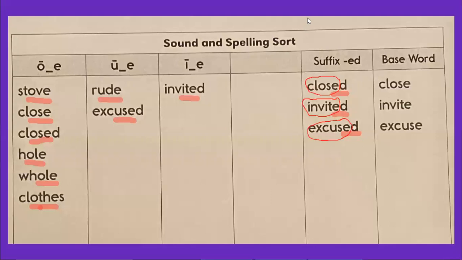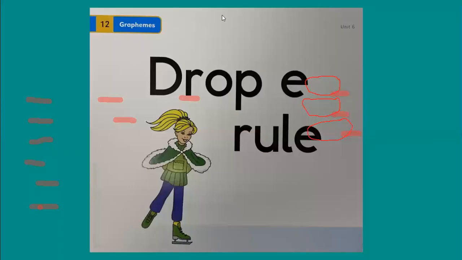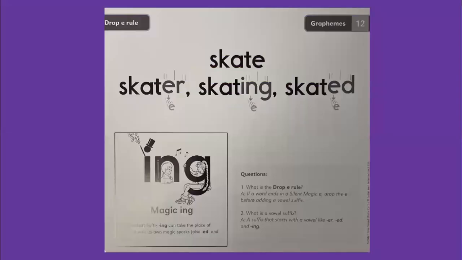We're going to go ahead and move on to our quick coding and teaching you a new rule. So let's clear the screen, clear all drawings. So the drop the E rule. This is when a word ends in a silent magic E, like skate, you drop the E before adding your vowel suffix. The one we've been working on this week is ED.